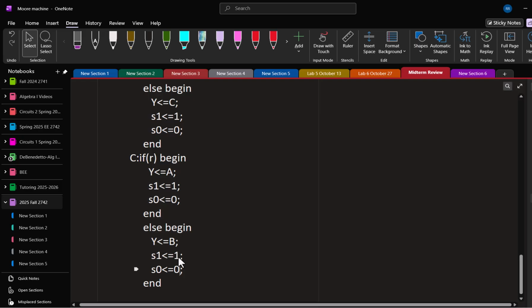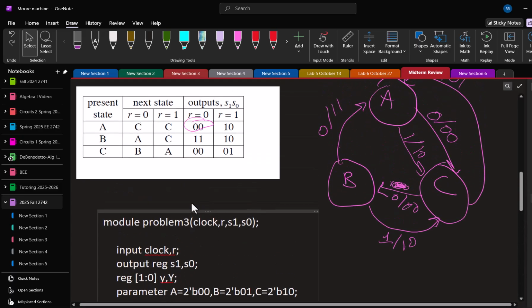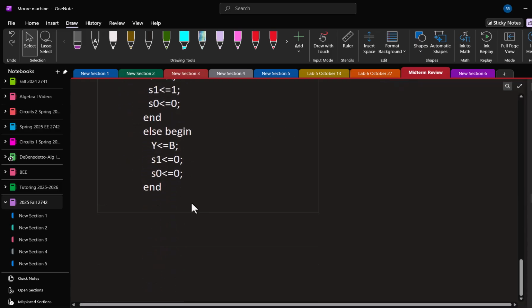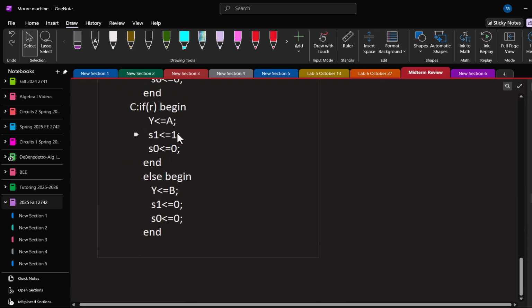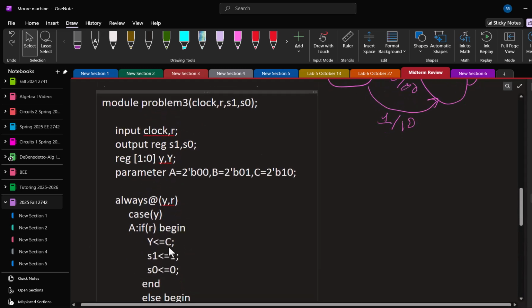That's the else. And for 1, it's 0, 1. That's the if. And now that's the end of my case. So end case. And that's the end of that always block.